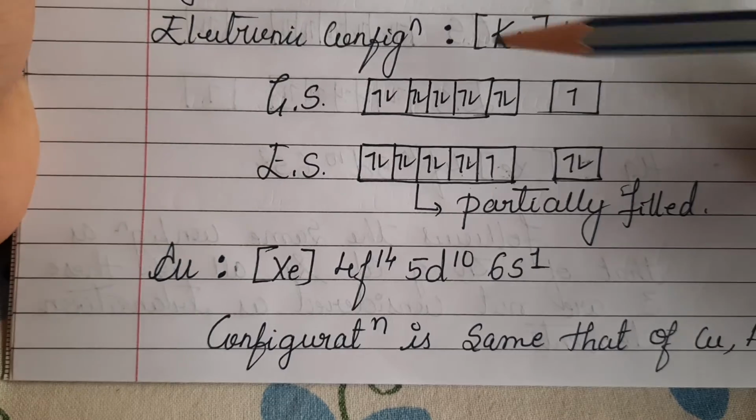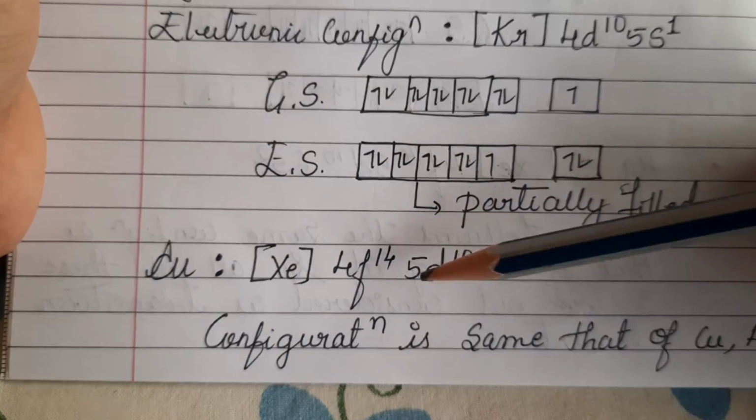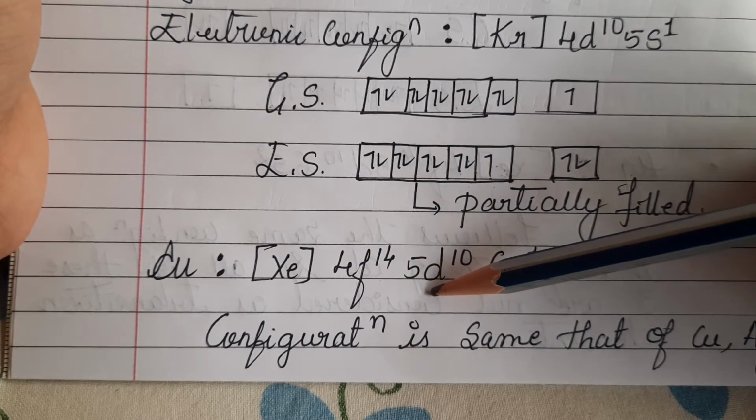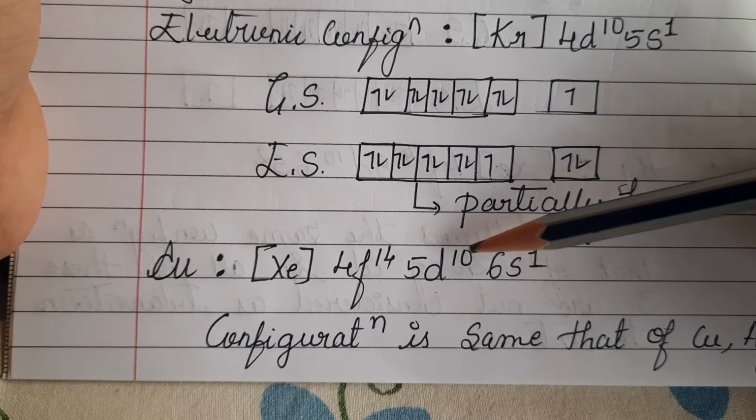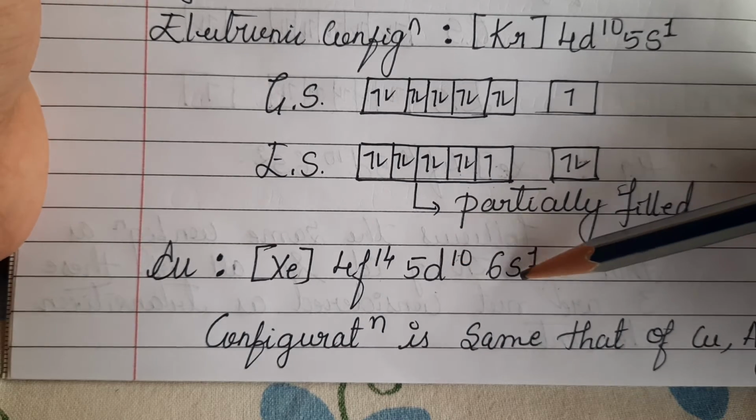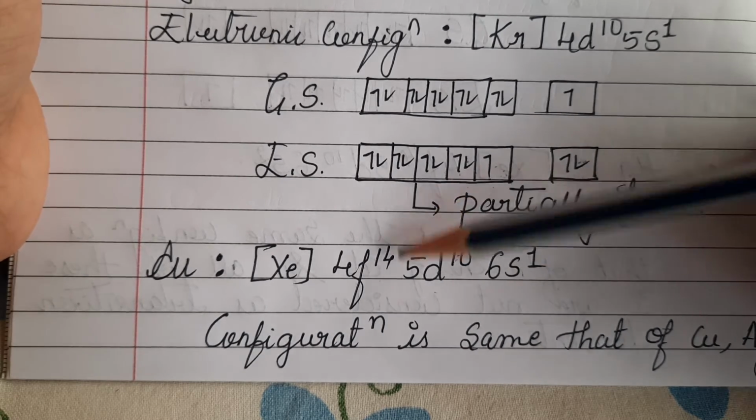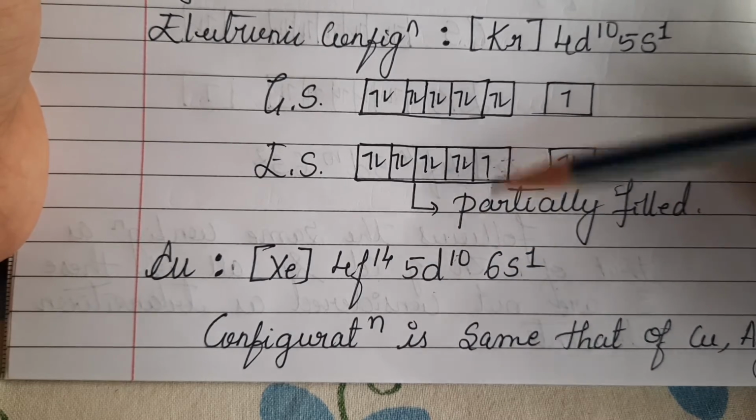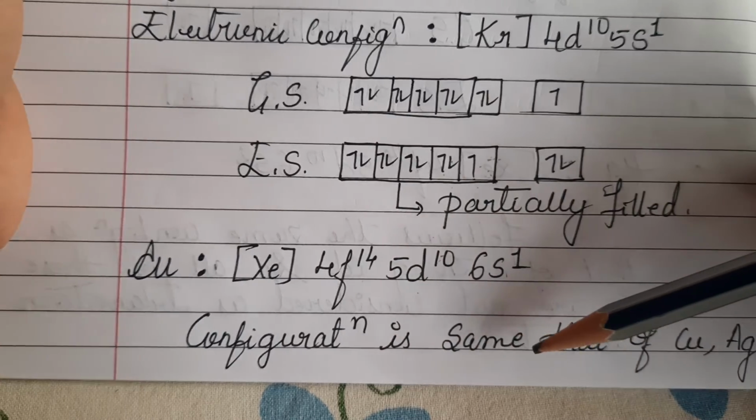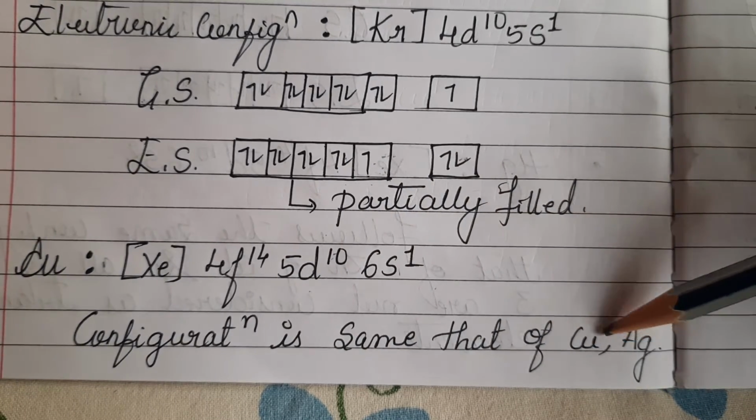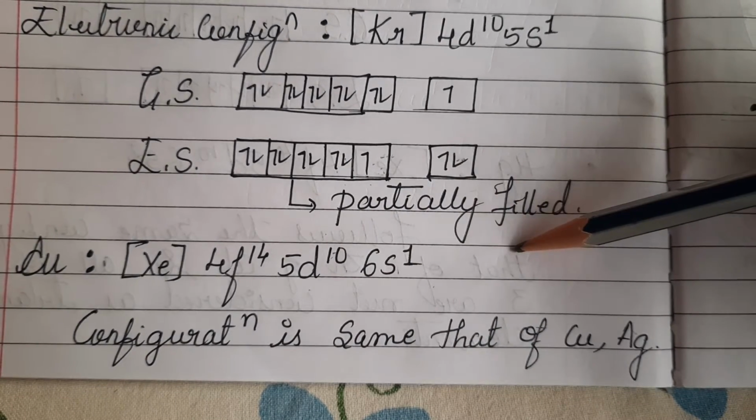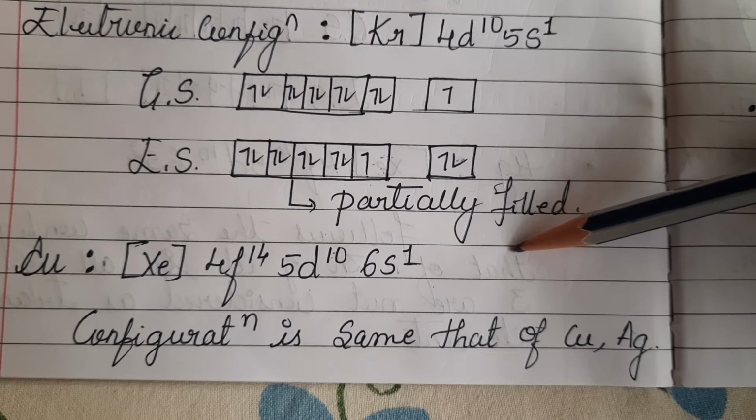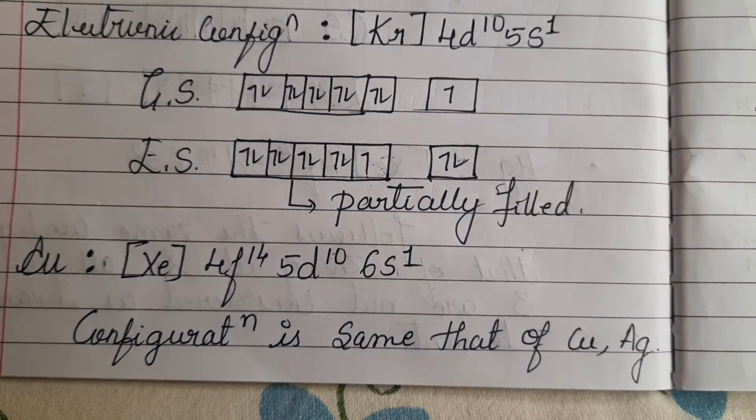Similarly, let us consider gold, Au. It has the configuration I have written here: 4f14, 5d10, 6s1. Again, one electron of 5d10 will shift to 6s. Then here you get one unpaired electron, as with this one. So we can consider the configuration to be the same as that of copper and Ag. Gold is also considered one of the best transition elements.